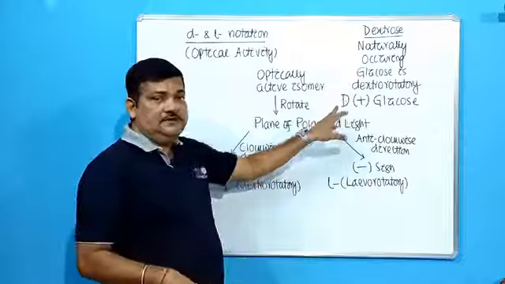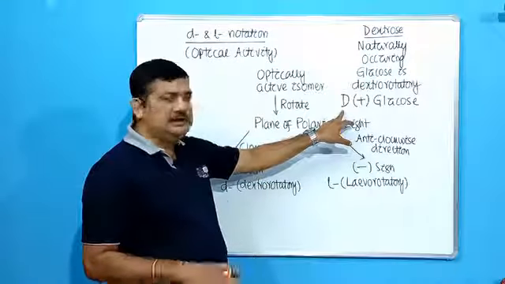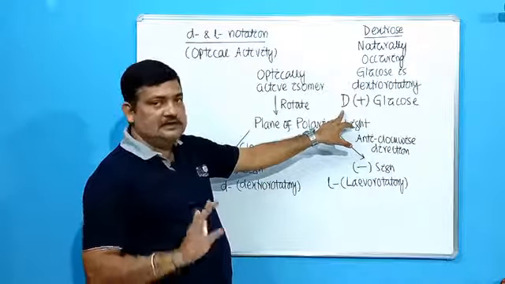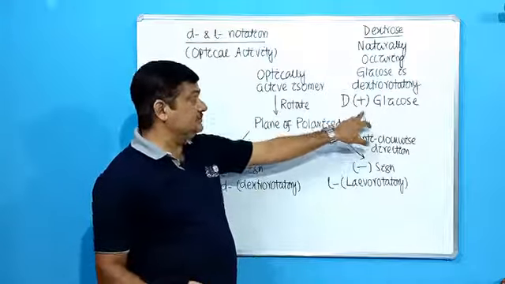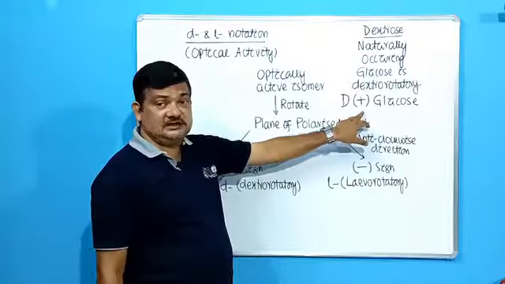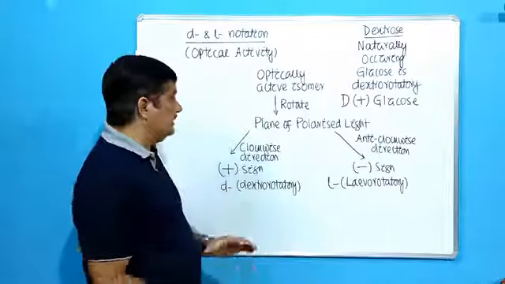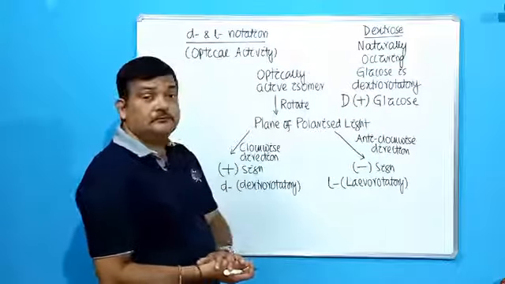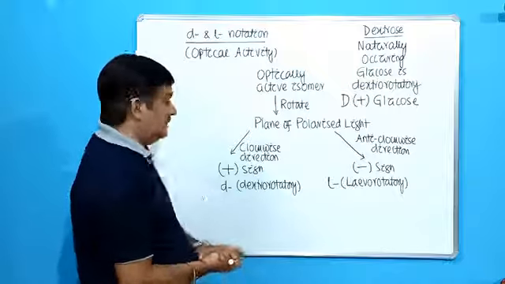For the DL notation, the capital notation, called the Fischer-Rosanoff notation, D means the fifth hydroxyl group is on the right hand side. Then plus means it rotates the plane of polarized light in the clockwise direction. So this is all about the stereochemistry of glucose.